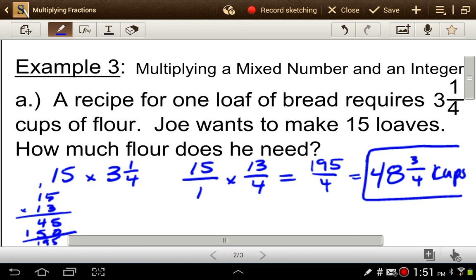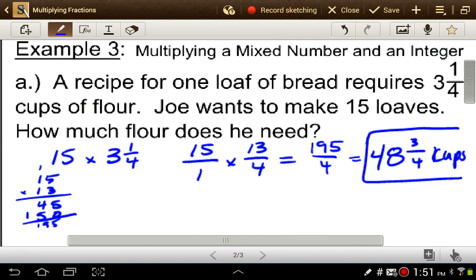There is a way of doing a distributive property technique in here, of doing 15 times 3 and then 15 times 1/4 and adding those back together. That works pretty well for when one of them is a whole number. But I just want you guys to get in the habit of turning them into improper fractions, because in the next example that does not work as easily. Okay, moving down to my next example.